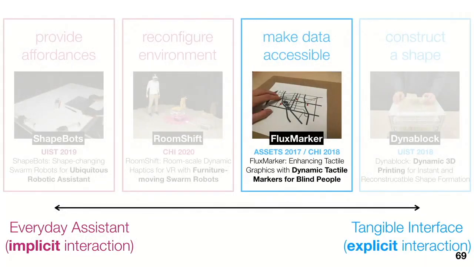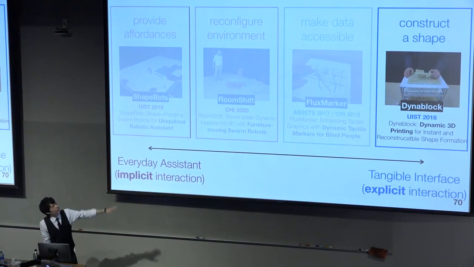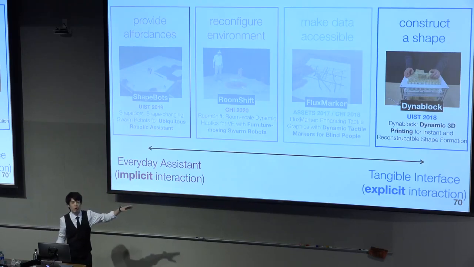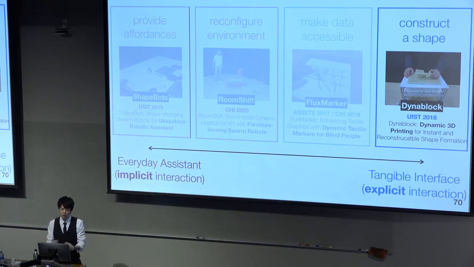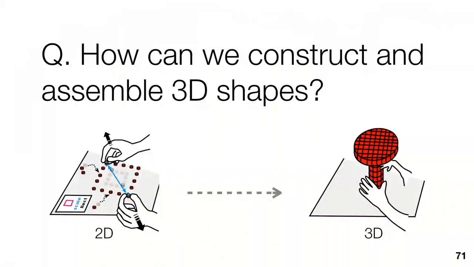So this is the third category, about how we can use a swarm of actuated elements to make data and information more accessible. But all of these swarm elements are only capable of moving on 2D surfaces. How can we go beyond 2D, how can we construct and assemble a 3D shape out of them, to make an object that we can interact with?